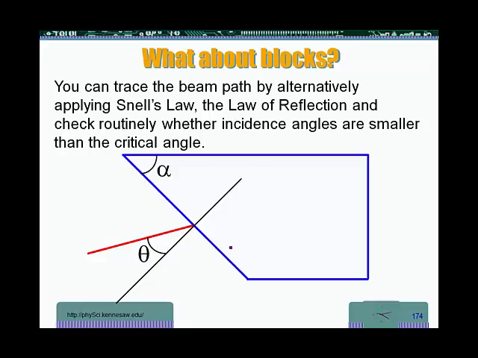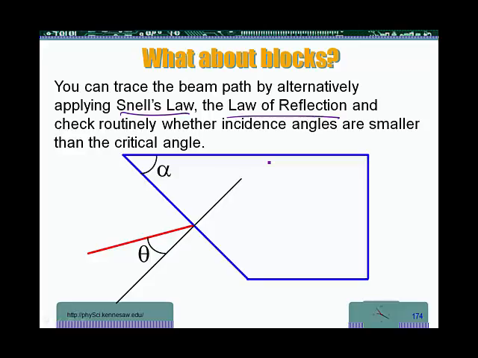We just repetitively apply Snell's law, the law of reflection, and geometry, and of course, now and then, whenever the beam is going to meet an interface from glass or whatever translucent material it is into a lower index of refraction, like air, then we have to check if the beam is going to refract or not. And that's to check if our angle of incidence is smaller or not than the critical angle.